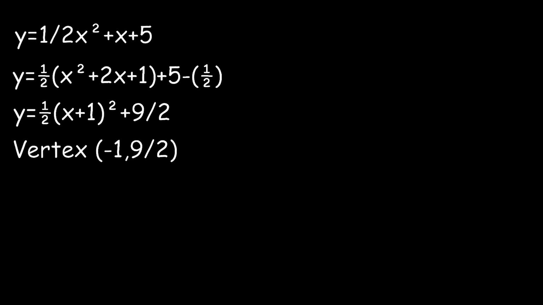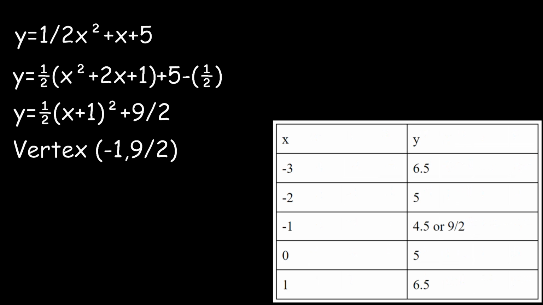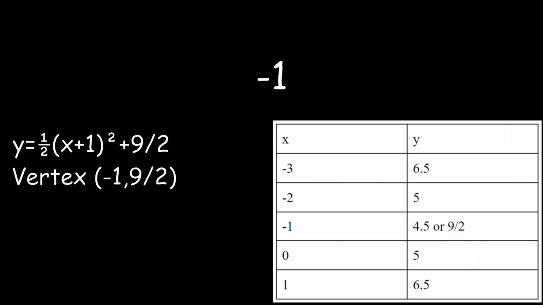To get the other points of the graph, we construct a table, magic table again. We find at least 2 points that are less than and another 2 points that are greater than -1. So, what's greater than -1? Well, 0 and 1. What's less than -1? -3 and -2. Next is to input each number into the x variable.